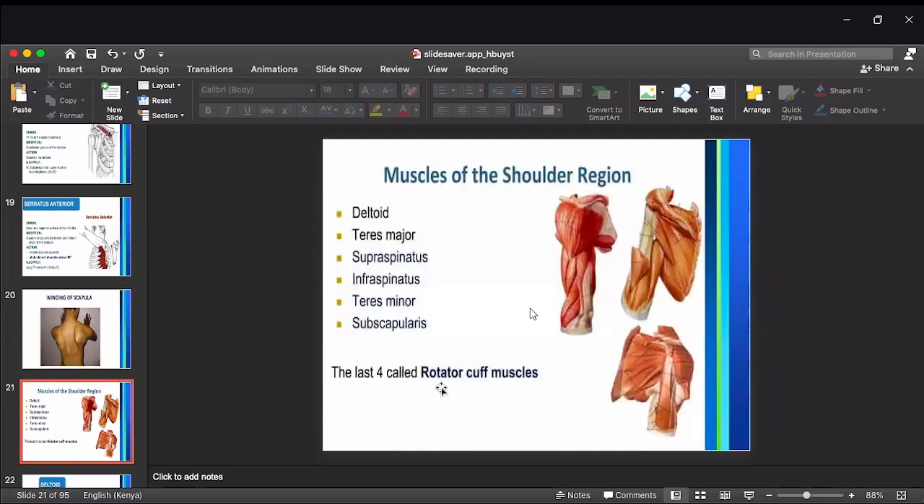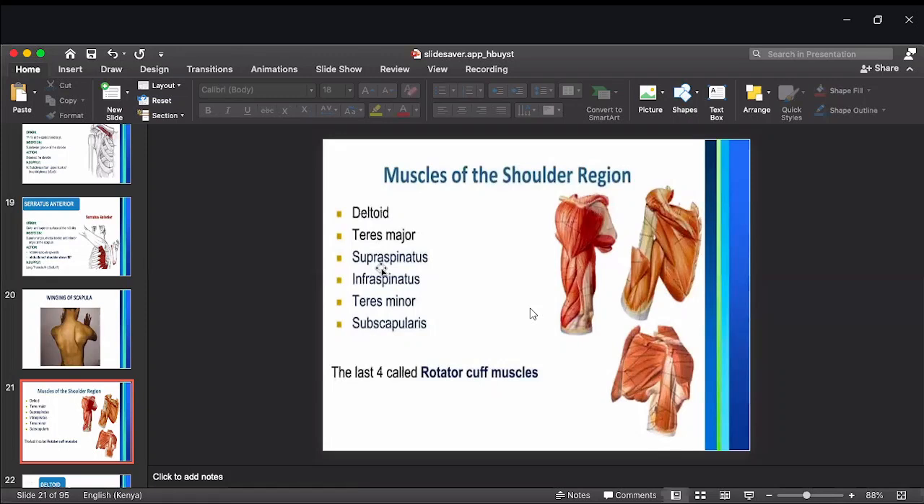So the next is the muscles of the shoulder region: the deltoid, teres major, supraspinatus, infraspinatus, teres minor, subscapularis. The last four, as I've indicated, supraspinatus, infraspinatus, teres minor, and subscapularis, are called the rotator cuff muscles. So you must know what they do, their origin, insertion, and nerve supply. These are very good MCQ questions.